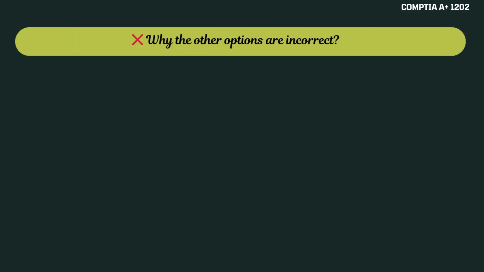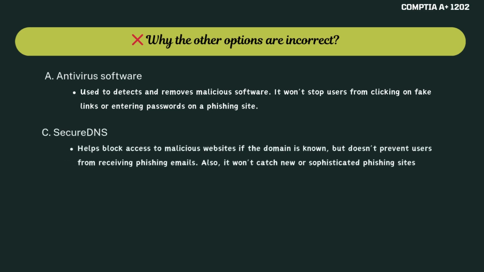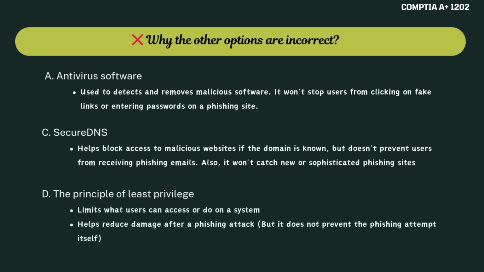Why the other options are incorrect? A. Antivirus software. Used to detect and remove malicious software. It won't stop users from clicking on fake links or entering passwords on a phishing site. C. Secure DNS. Helps block access to malicious websites if the domain is known, but doesn't prevent users from receiving phishing emails. Also, it won't catch new or sophisticated phishing sites. D. The principle of least privilege. Limits what users can access or do on a system. Helps reduce damage after a phishing attack.